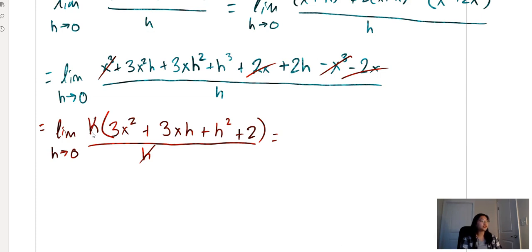I can plug in h, because before if I plugged in h I would have gotten divided by 0. That's not a thing, that is undefined or indeterminate, and so we can't handle that. So we just need to work with some algebra so we can get some stuff that we like.